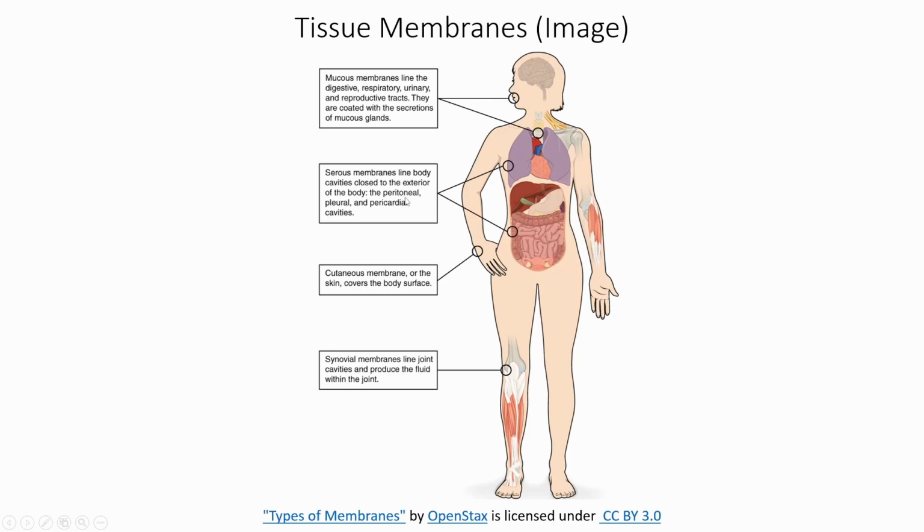Serous membranes are going to line things close to the exterior of the body. They're going to line body cavities that don't have an opening to the outside world. So the lining around the outside of your lungs does not open up to the outside world because only the inside of the lungs does. So a serous membrane would be found on the outside of the lungs. The cutaneous membrane is just the skin, and then the synovial membranes are going to be found in the joints where we have movement, so that we have fluid being produced so that we can lubricate movable joints.